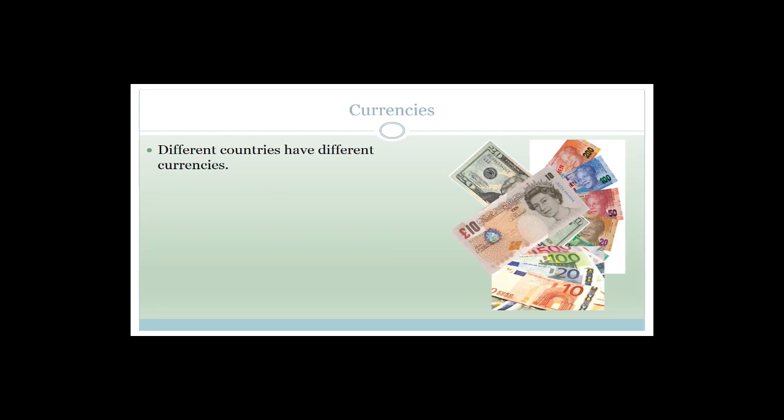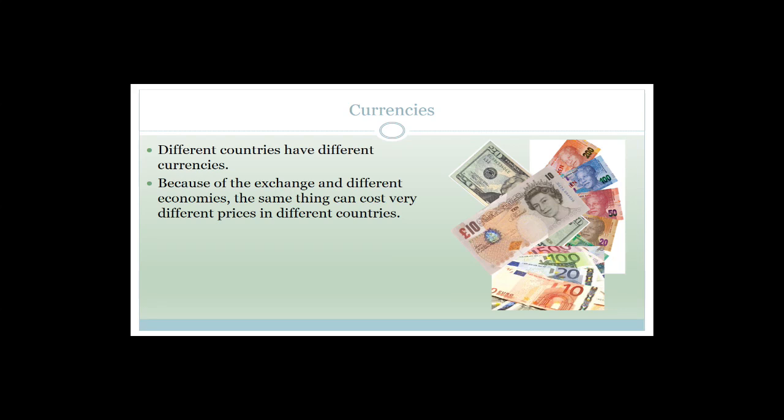I know that most of Europe has got the euro, but otherwise they've got different currencies. Because of the exchange and different economies, the same thing can cost very different prices in different countries. So, for example, if you buy a loaf of bread here, it might cost, I don't know, 12 rand, whereas if you buy it in London, it might cost you 80p, okay? Or it might not. It might cost you £1.60. It depends on a whole bunch of different things.